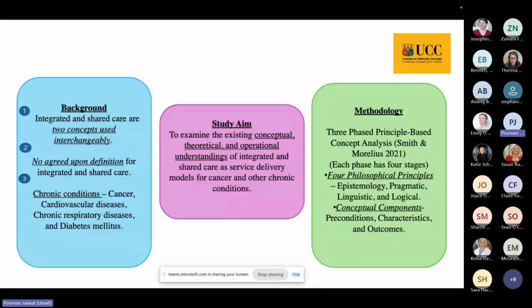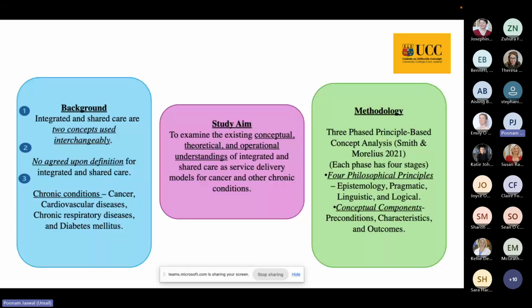So the aim of my study was to examine the existing conceptual, theoretical, and operational understandings of integrated and shared care as service delivery models for cancer and other chronic conditions. And the methodology employed was the 3-phase principle-based concept analysis by Smith and Morales, where the concepts were analyzed under 4 philosophical principles as well as their conceptual components.